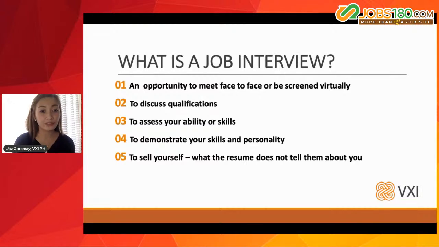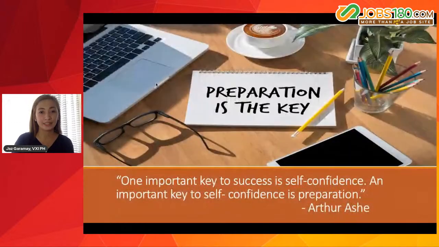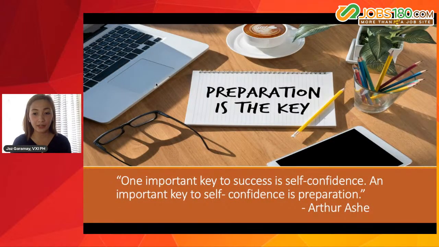Number two is to discuss qualifications. Number three is to assess your ability or skills. Number four is to demonstrate your skills and personality. Number five is to sell yourself. So if we're going to summarize what a job interview is, basically this is like letting your interviewer know who you are. It's like you selling yourself to the position you're applying for. So that's it.